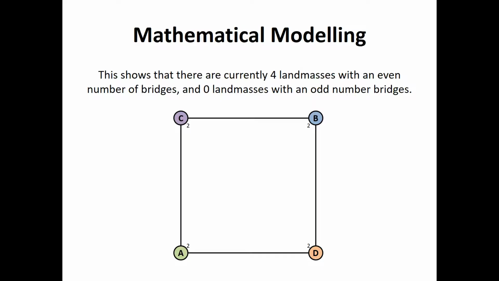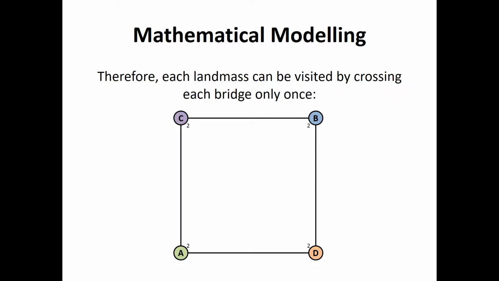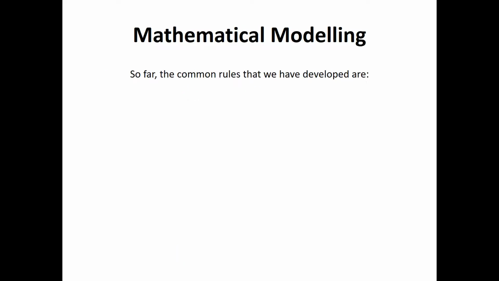So our assumption from this example can be, as long as there are no odd numbers, like no landmasses with odd numbered bridges, then it seems like there will always be a solution. So therefore, each landmass can be visited by crossing each bridge only once, and this is indicated as the arrows show. I mean, it can be done any way with this example. You can do it the reverse way as well.